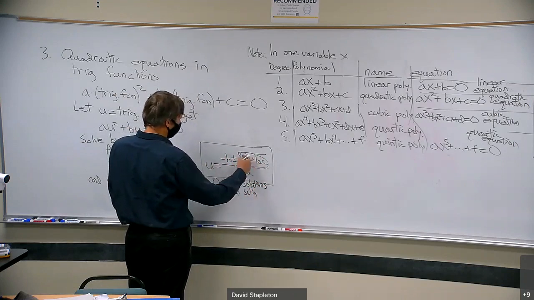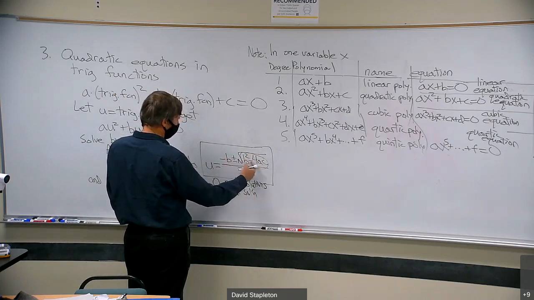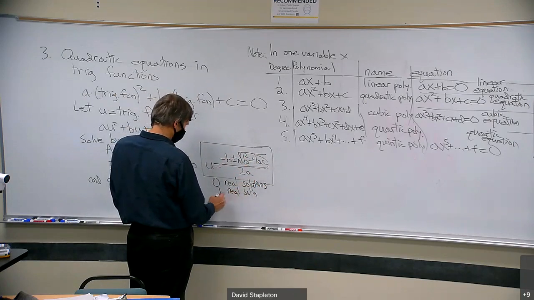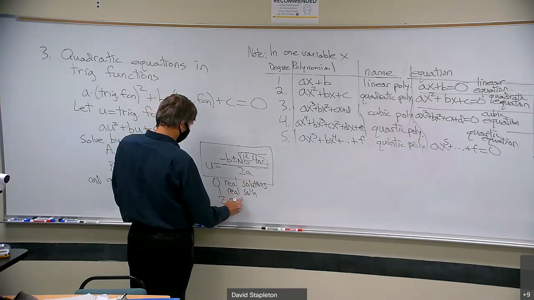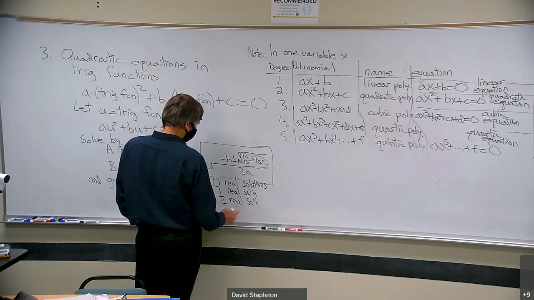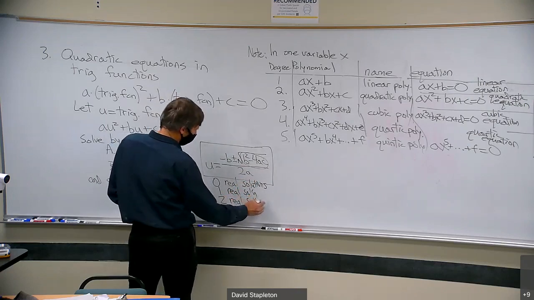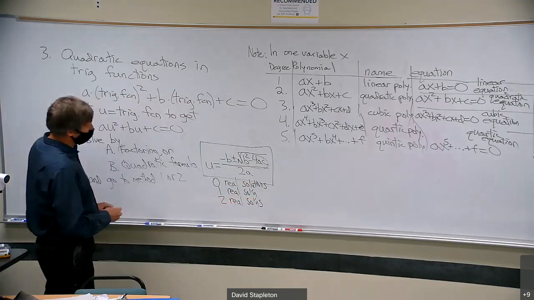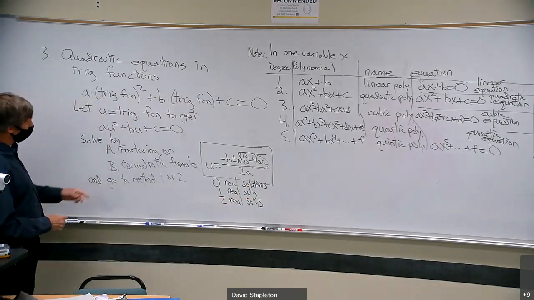But if this is a positive number, then its square root is positive, and minus b plus this is one solution, minus b minus this is the other, all over 2a. And you get 2 real solutions. So you can get 0, 1, or 2 real solutions out of this. And then for each of those, you can go to method 1 or 2.